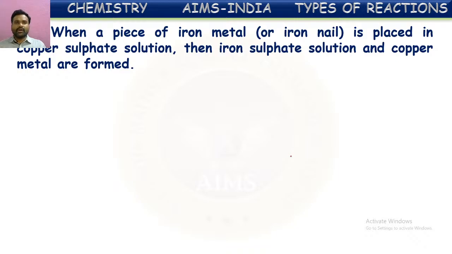One more example. When a piece of iron metal is placed in copper sulphate solution, then iron sulphate solution and copper metal are formed. So what is happening here? Copper sulphate solution is taken. As we know, it is a blue colored solution. When an iron piece or iron metal rod or iron nail is dropped into this copper sulphate solution, then as iron is more reactive than copper, iron sulphate will be formed, and copper will be kicked out. Copper will be formed as a free metal.